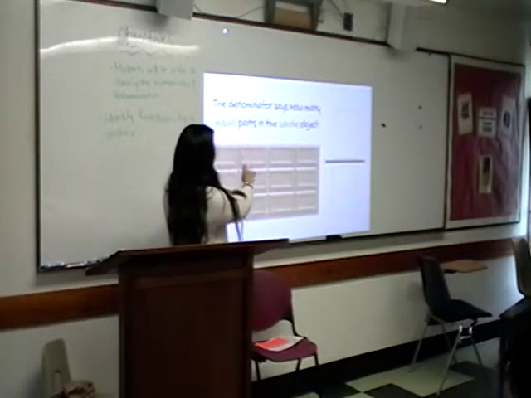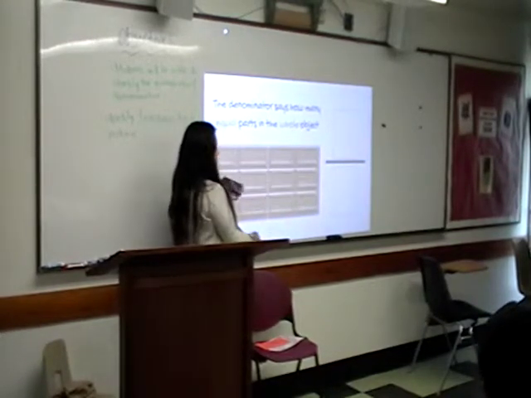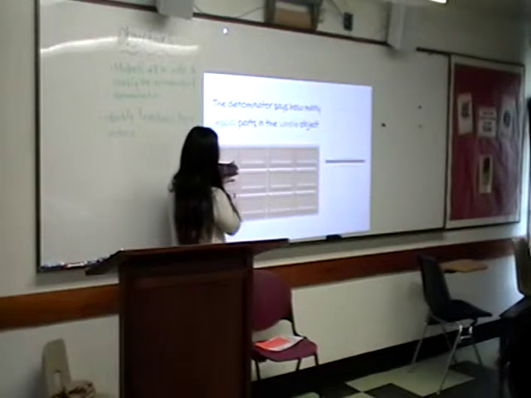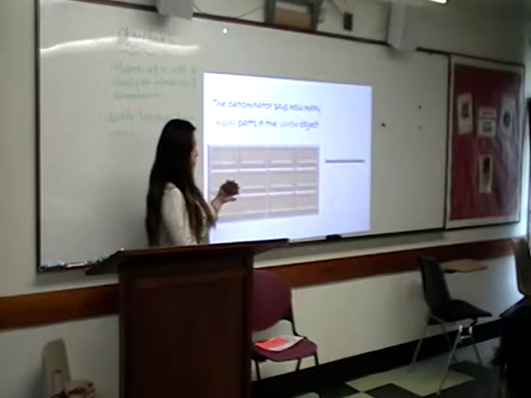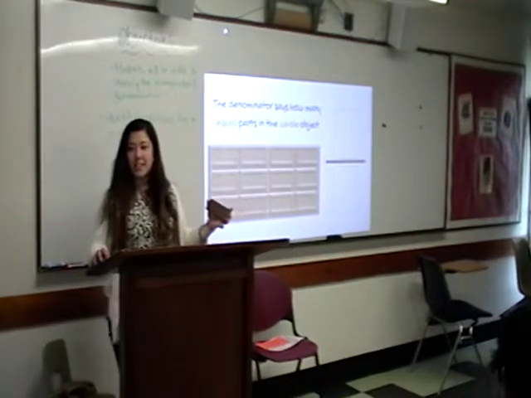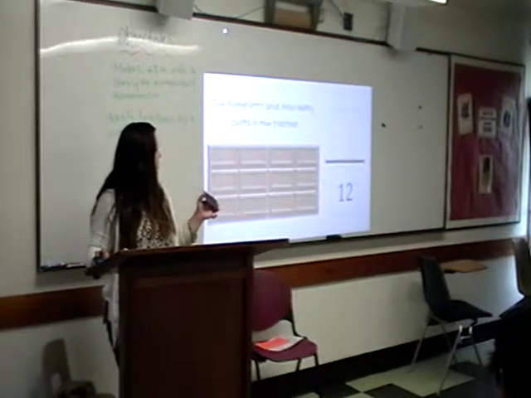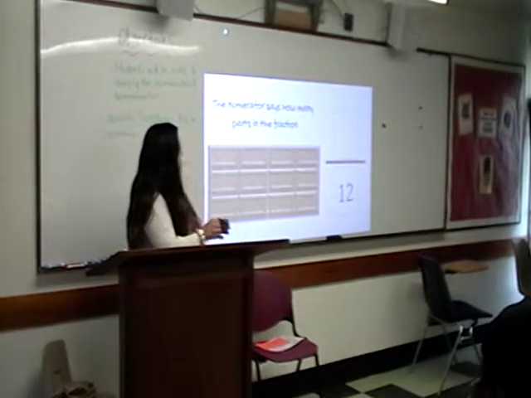The denominator says how many equal parts are in the whole object. So there are equal parts in the whole entire object. How many did you say? Can you count these? Joe. There's 12, right? So that goes in the denominator. Perfect. The numerator, the number on the top, represents how many parts we have in a fraction.